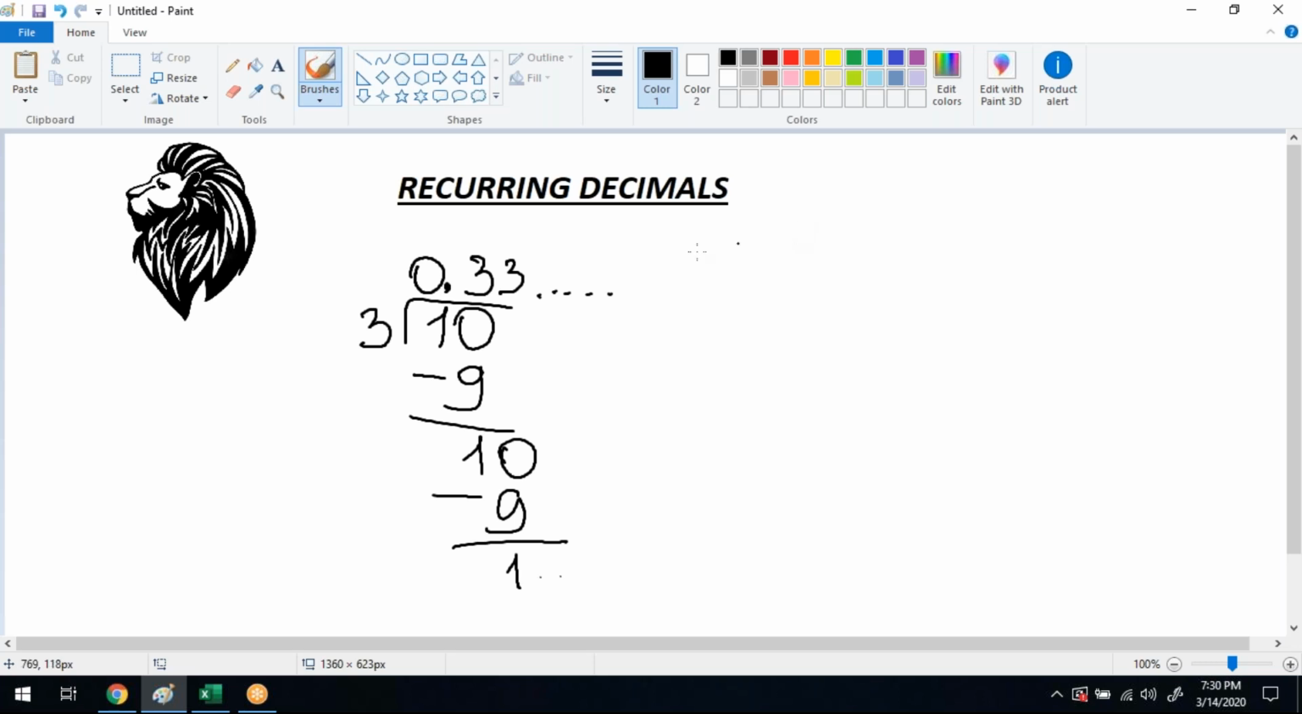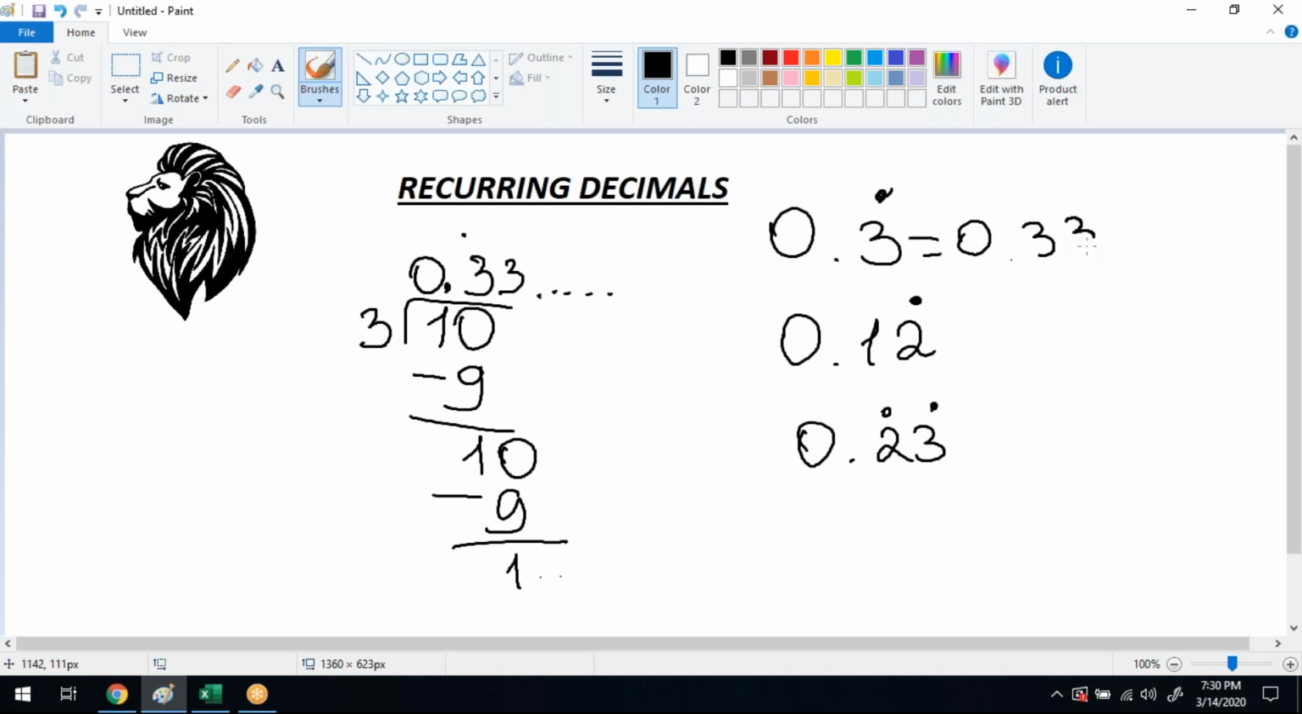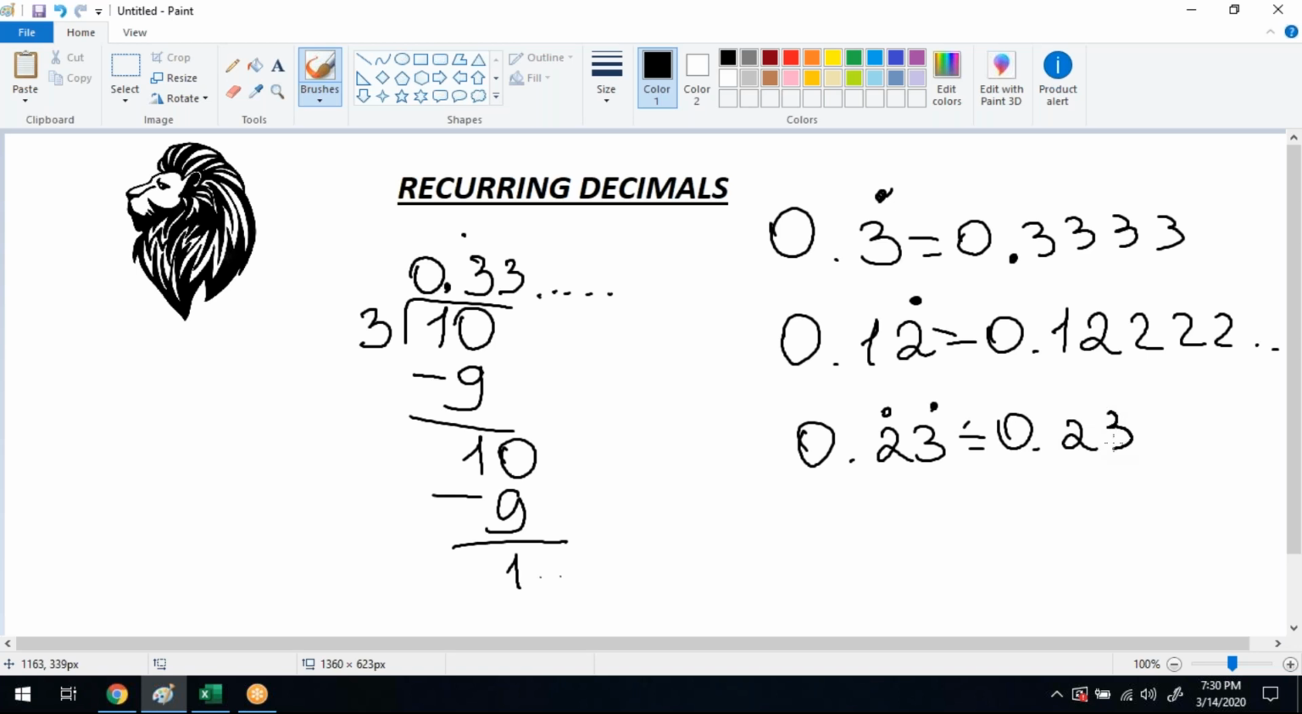So a decimal that is recurring like this one will be written as 0.3 recurring. So the digit that is repeating, we put a dot on top of it. It can be, for example, 0.12 where only 2 is recurring, or it can be 0.23 where both of them are recurring. So in this case, we know that this is 0.3333, and so on. In this case, 1 is only there once, and 2 is repeating. And in this case, both of them are repeating.